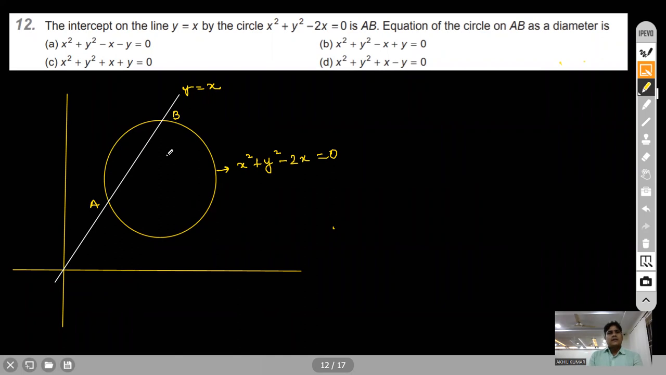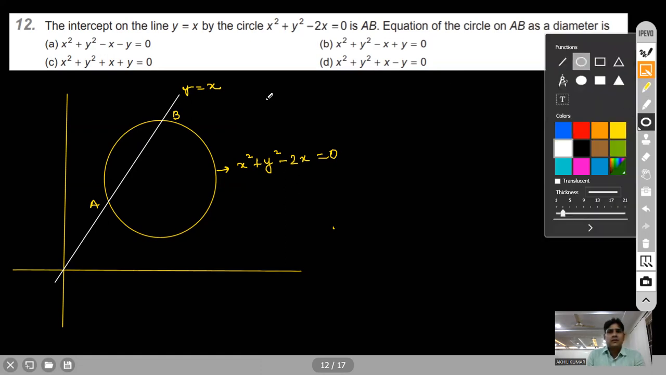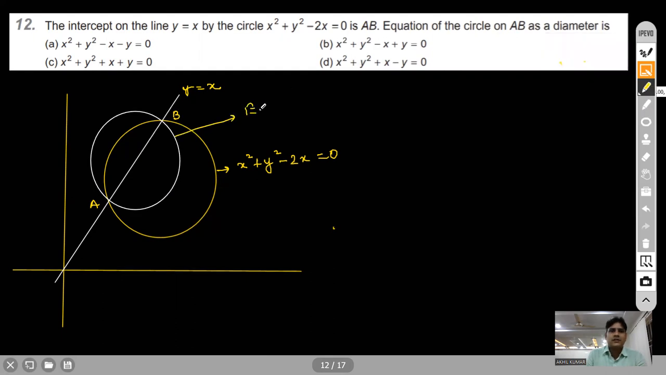Okay. And the equation of circle is given as x square plus y square minus 2x equal to 0. Now we have to find the equation of circle on AB as the diameter. So we have to find the equation of that circle whose diameter is AB. This is what is asked in the question. Now taking AB as a diameter, let me draw one circle. So we have to find the equation of this circle, whose diameter is AB.